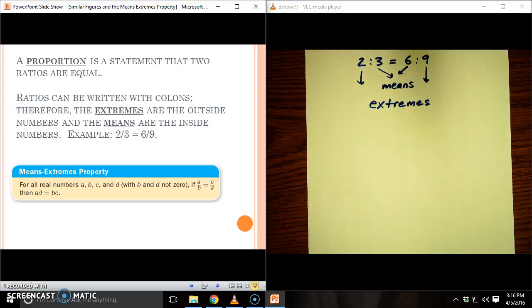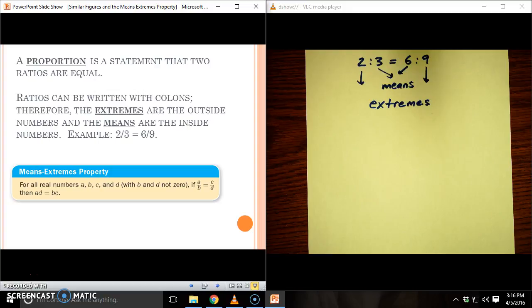They're the middle, so that's where the name comes from. It comes from the ratio, or the colon form for ratios: 2 is to 3 as 6 is to 9. But more importantly is the means extremes property, which says that for all real numbers a, b, c, and d, where b and d cannot be 0, if a over b equals c over d, then ad equals bc.